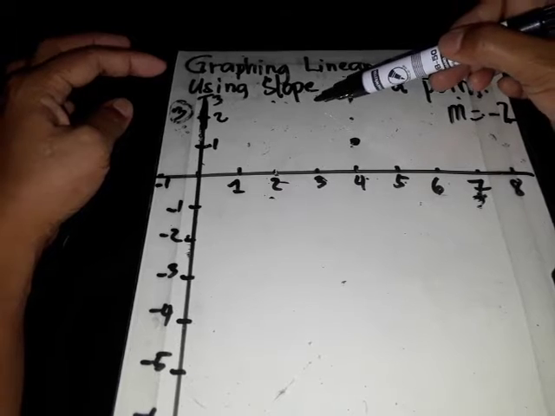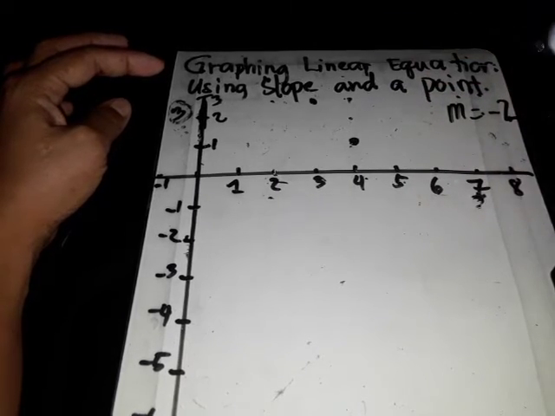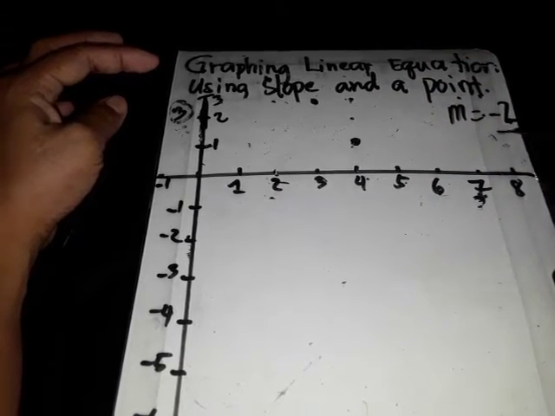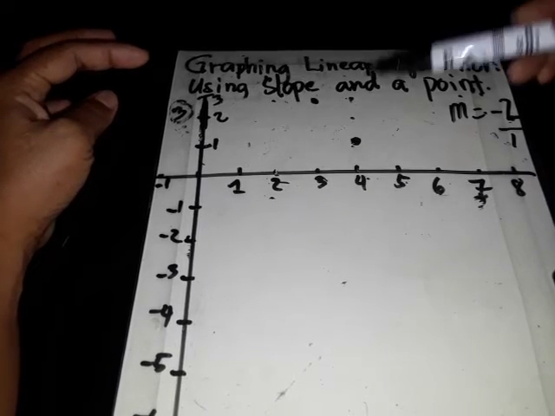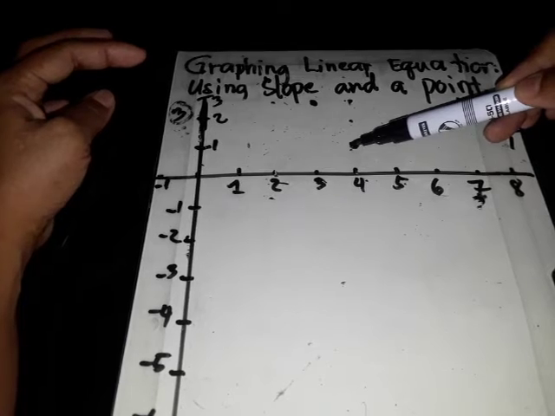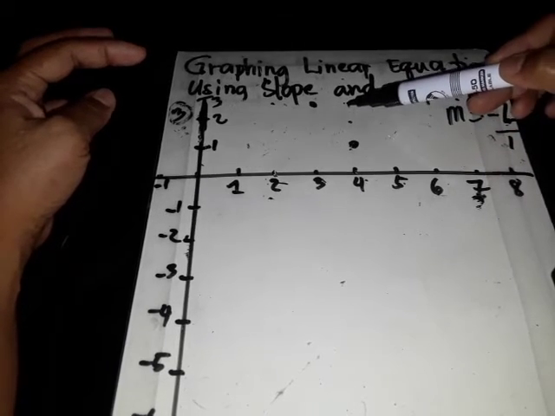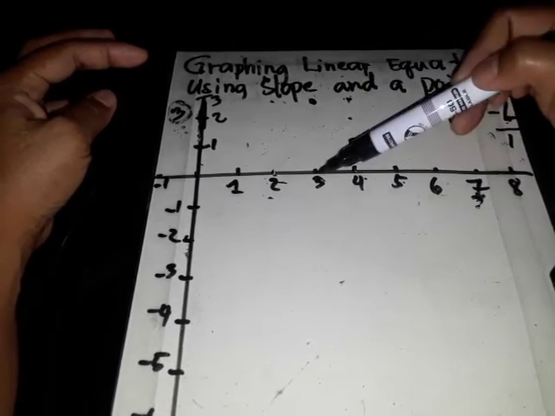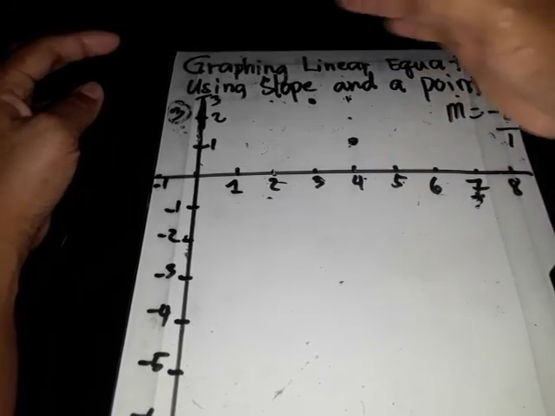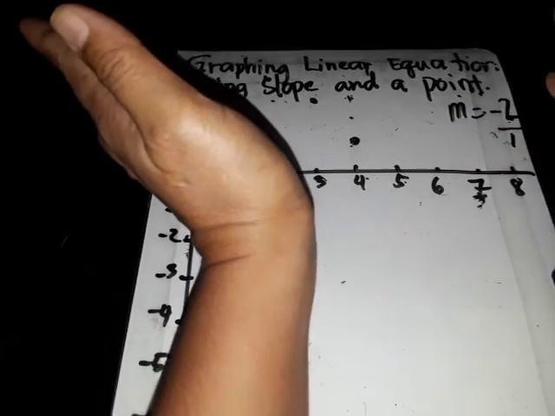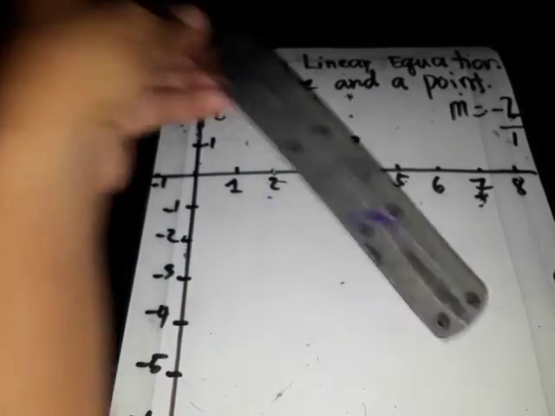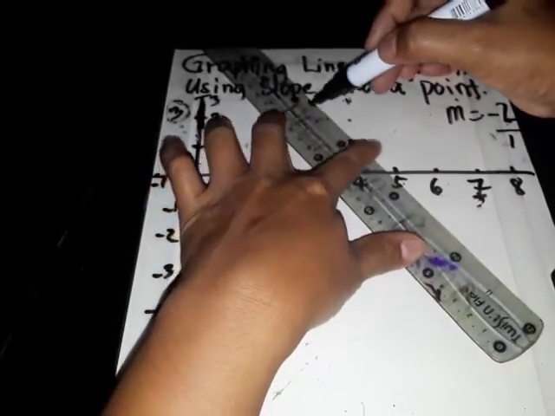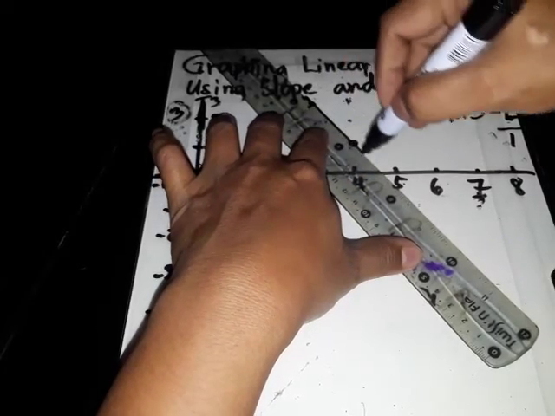Bakit negative 1? Kasi this is over 1. Ibig sabihin, 2 over 1. So, ang akyat natin ay 2 from this point, 1, 2. And then, run natin ay 1, 1. Tapat nito. So, negative na siya kasi ang higa ng ating graph ay on the left. So, i-connect na natin itong 2 points. At yan ang magiging graph natin.